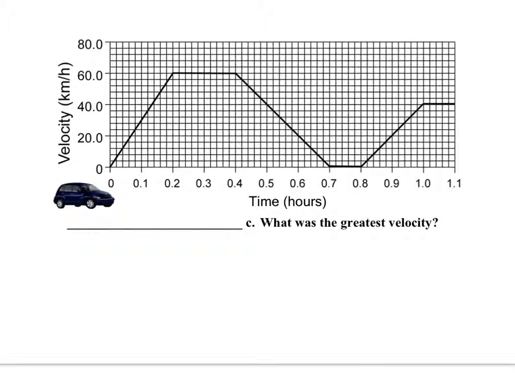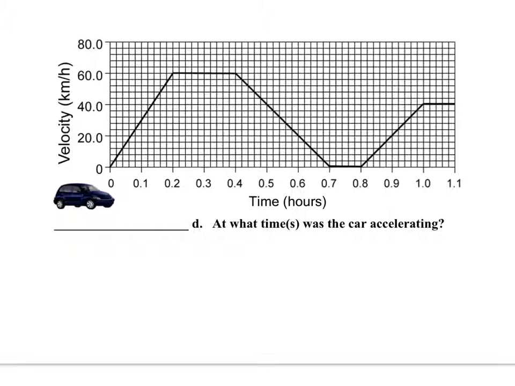What was the greatest velocity? Again, look at the very top. See what that part tells you on the graph, and let's look over now. What is that velocity? That is 60.0 kilometers per hour. So what was the greatest velocity? It was 60 kilometers per hour.